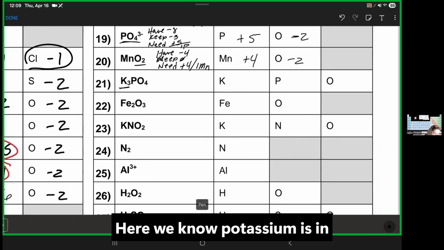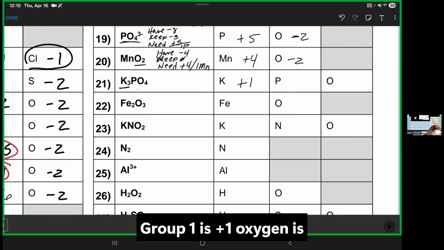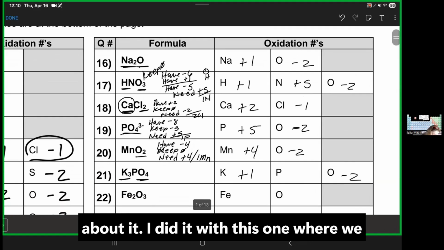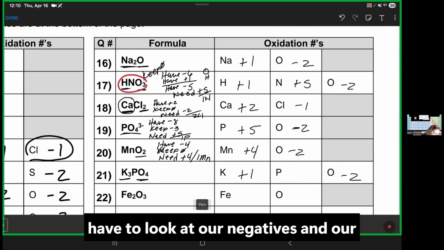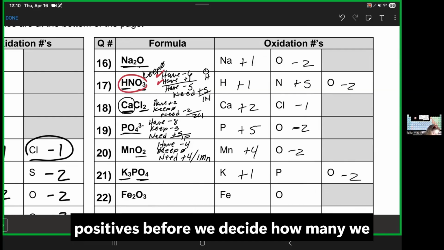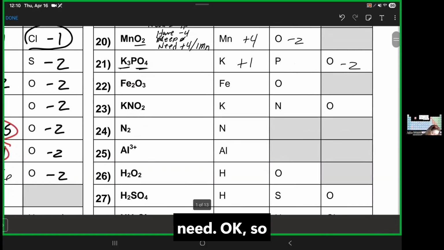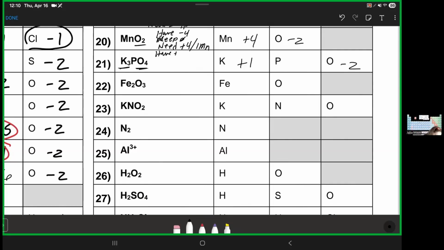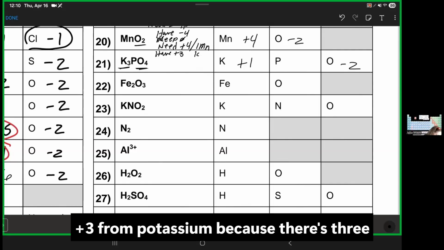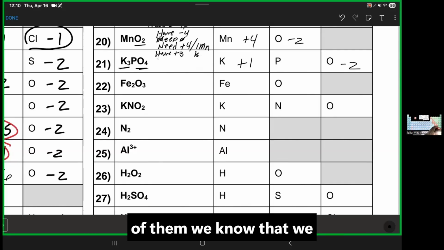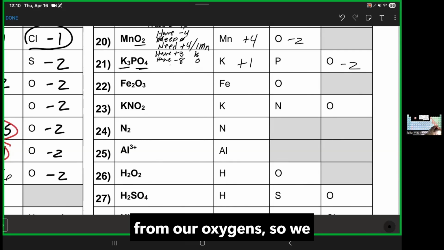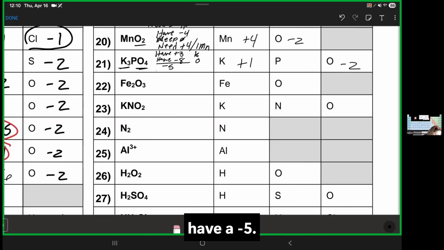Here we know potassium is a group 1, so it's positive 1. Oxygen is a negative 2. I did this up here, but I didn't really talk about it. We have to look at our negatives and our positives before we decide how many we need. We have positive 3 from potassium because there's 3 of them. We have a negative 8 from our oxygens. So we have a negative 5.